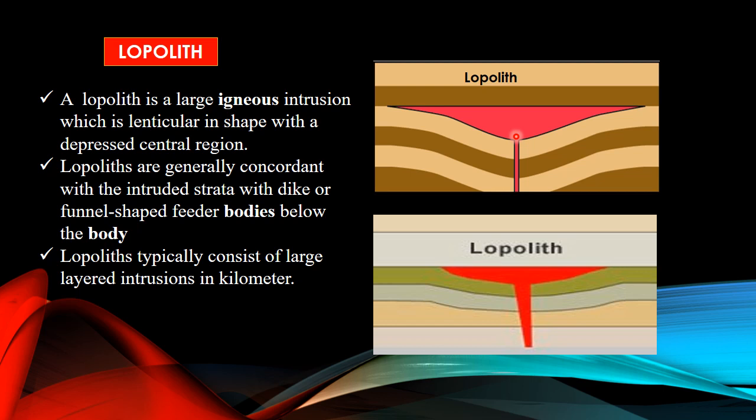So lopolith is the second example of a concordant body. It is an igneous intrusion formation between two layers, and it describes a funnel shape, and the funnel shape exists because of the dike. This is a vertical column known as the dike, or the funnel shaped structure. So this is lopolith, the second example of the concordant bodies.